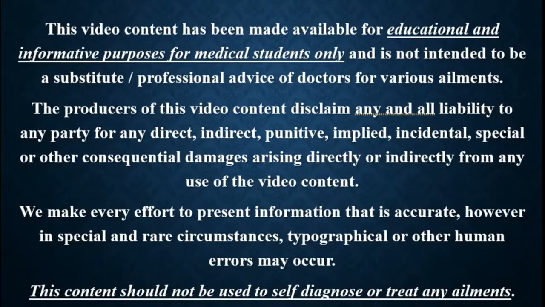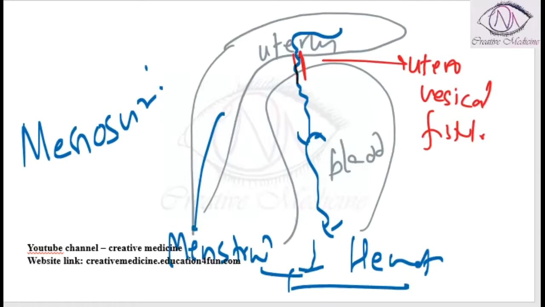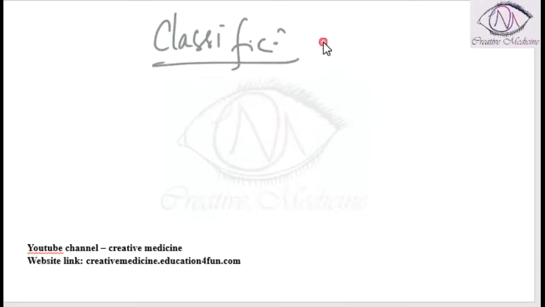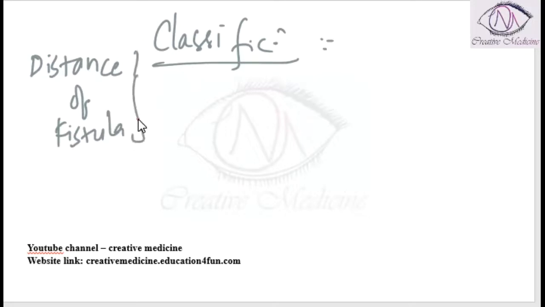In this lecture, we will learn about classification of genitourinary fistula. Classification of genitourinary fistula depends upon the distance of fistula from the external urinary meatus. If the distance of fistula from external urinary meatus is less than 1.5 centimeters, then it is type 4 fistula.